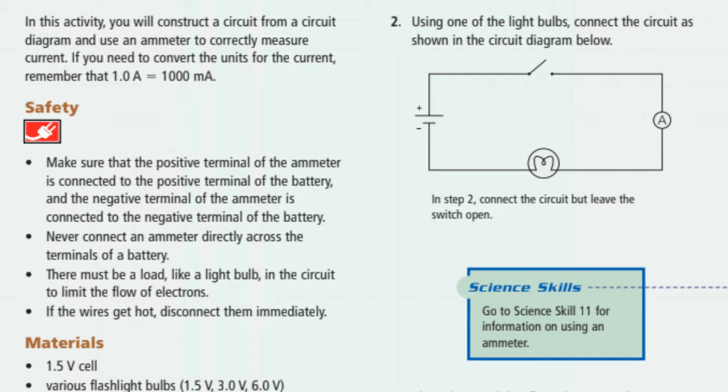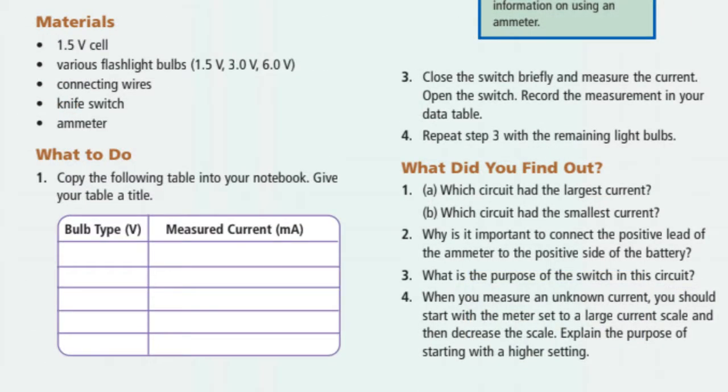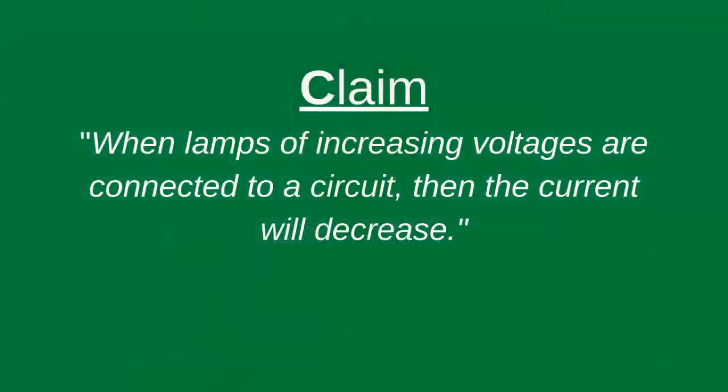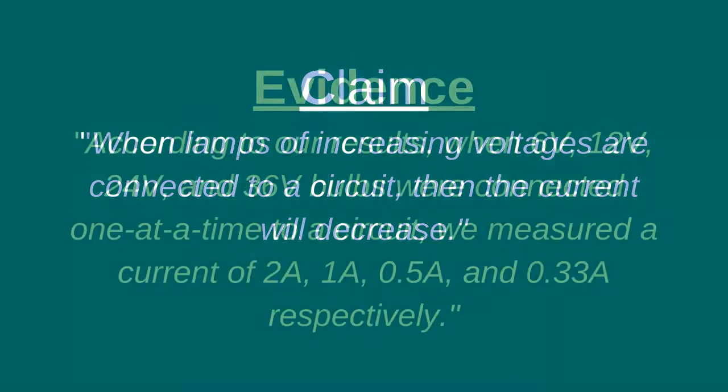Now, let's consider this textbook lab activity, where students explore what happens to current when the lamp is switched out for lamps of increasing voltages. In other words, we want to observe the effect that higher voltage lamps have on a circuit's current. What I do in my classroom is I have students write out CER statements. A CER statement for this lab could sound like this. When lamps of increasing voltages are connected to a circuit, then the current will decrease.